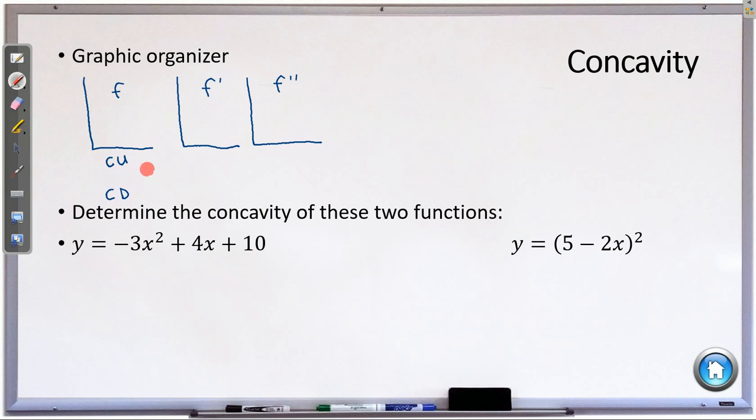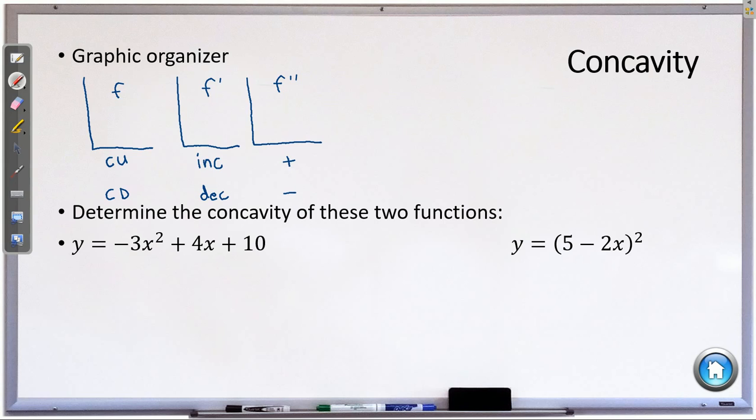And what we said there is if you're concave up, that means your slope, the derivative, must be increasing. And if you're concave down, that means your slope must be decreasing. Well, here's the thing I like about this graphic organizer is you should be able to tell me what goes here now. If this function is increasing, that means the one directly to the right of it must be positive. And if this function is decreasing, that means the one right to the right must be negative.